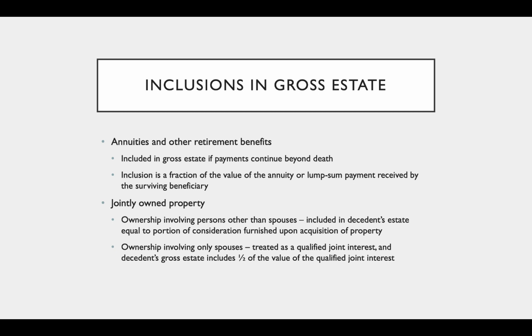Jointly owned property is going to depend on who the other owner is. If the ownership is going to involve people other than spouses, then it's included in the decedent's gross estate equal to the portion of consideration furnished upon acquisition of the property. So if this jointly owned property is valued at $100,000 on the date of death and the decedent contributed 10% of the consideration to buy the property, the decedent's estate will include 10% of the fair market value of the property at death.